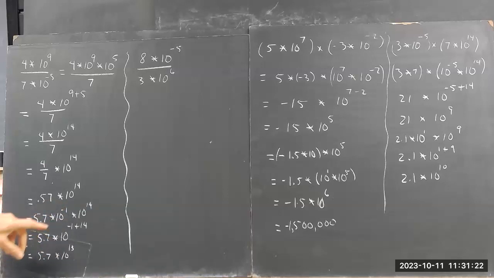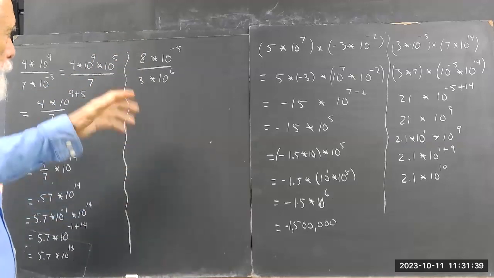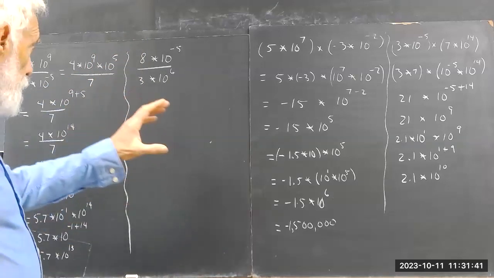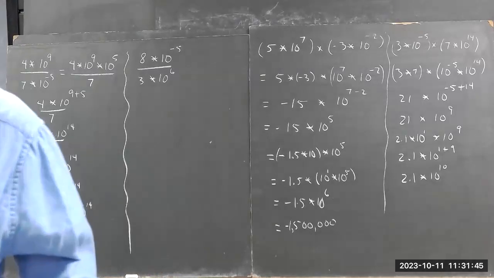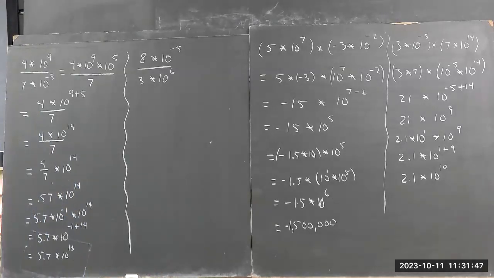Okay. Now the 10 to the negative 1 and the 10 to the 14th combine to give us 10 to the negative 1 plus 14. So we have 5.7 times 10 to the negative 1 plus 14, which is 5.7 times 10 to the 13th. Okay, well, now this problem has a couple little twists on it, but remember the idea. And let's see how everybody does with it. And there's one little twist near the beginning, and if we don't get that, I'll give a hint.